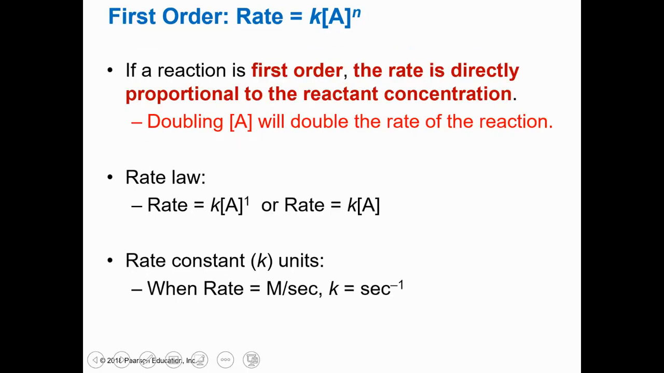First order. That means whatever I do to A will also happen to my overall rate because the concentration of A is affecting my rate. Okay, my rate is always molarity per second. It could be a different time unit, but it's normally not. The unit for K is seconds to the negative 1. There will be a shortcut later on.